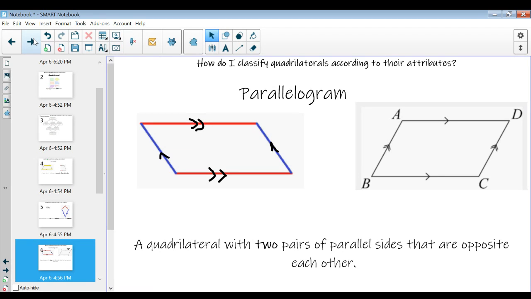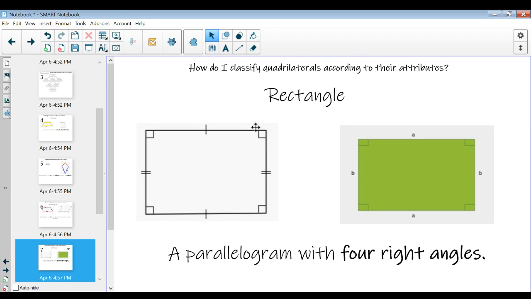Now you can get more specific in the types of parallelograms. One example would be a rectangle. The rectangle fits the definition of a parallelogram in that the opposite sides are parallel. Top and bottom are parallel, left and right are parallel, but it gets more specific. Not only are opposite sides parallel, but it also has 4 right angles. So that extra little piece of the definition makes it slightly different than just a parallelogram. It is a parallelogram, but because of those right angles, that also makes it a rectangle.